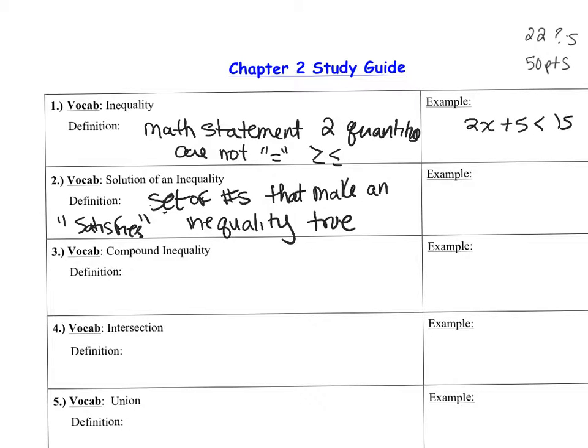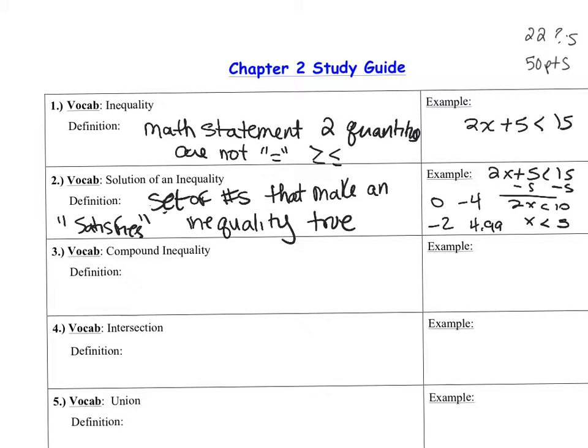For example, in the example above, 2x plus 5 is less than 15. If you were to solve this inequality, you would subtract 5. You would get 2x is less than 10, so x is less than 5. Anything that's less than 5 is a solution to the inequality. 0, -2, -4, 4.99 repeating, anything less than 5, not including 5.